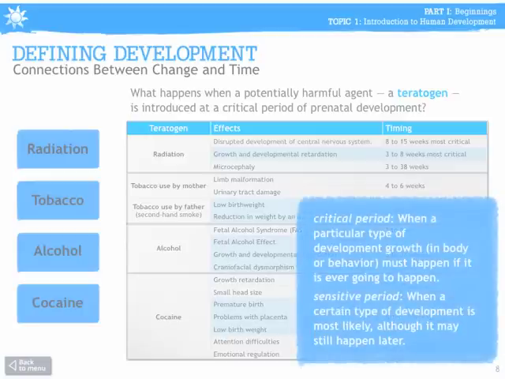Cocaine, we know that after 17 weeks it can cause premature birth, problems with the placenta, and low birth weight. And these all have things that are called critical periods, when a particular type of development, growth, in body or behavior must happen if it is ever going to happen. And then there's something called a sensitive period, when a certain type of development is most likely, although it may still happen later.